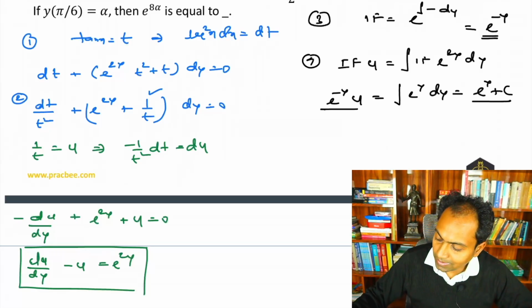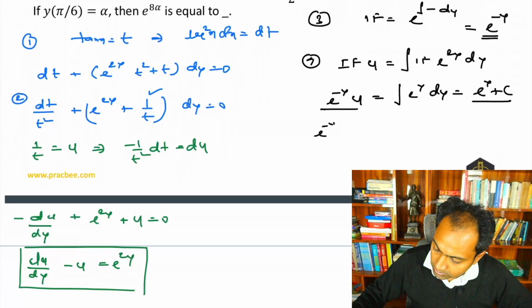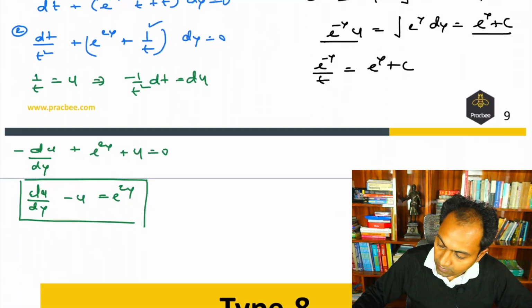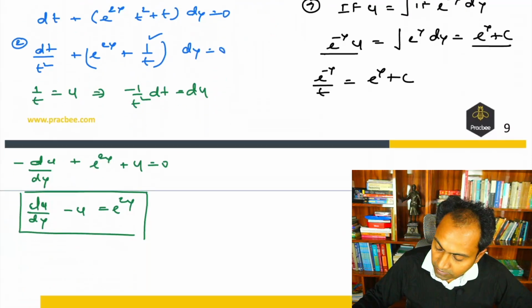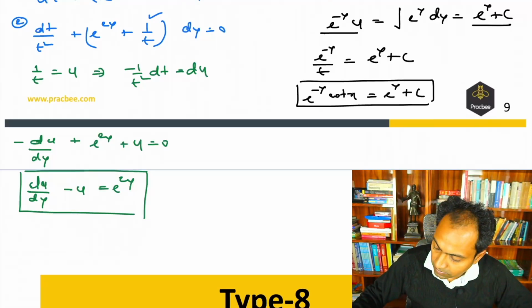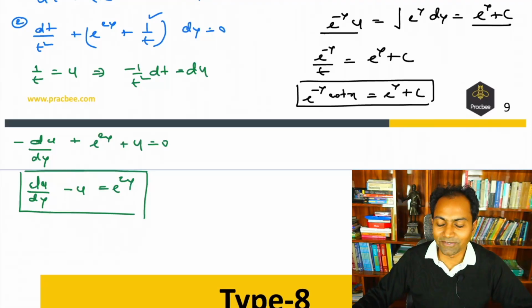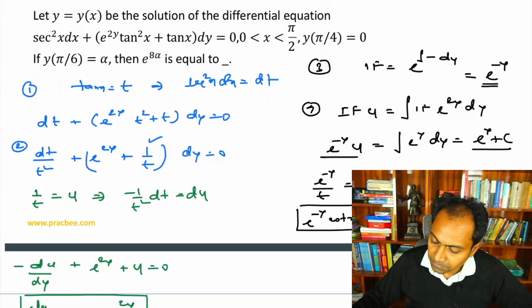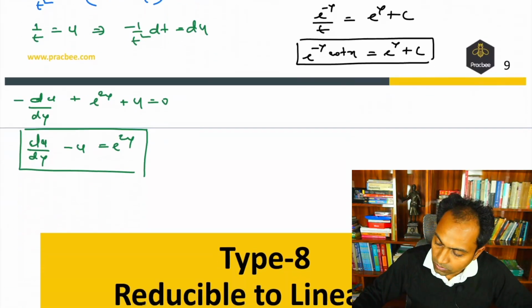And if I resubstitute all the old things, u was nothing but 1 by t, and t was nothing but, in the first step we put it as tan, so it becomes e raised to the power minus y cot x equals e raised to the power y plus c. So this is the solution of the differential equation that was given to us. Now interestingly, it is given that it passes through pi by 4 comma 0. So let us put pi by 4 comma 0 into it.